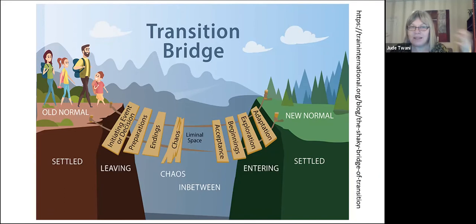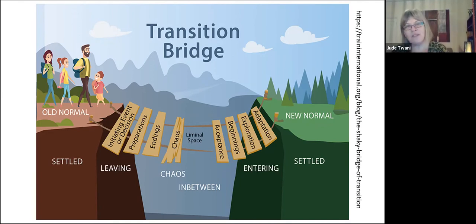Then we do all the preparations, the packing and the saying goodbyes, and we come to that final end. We have a big party maybe, or not, a Zoom party. And then we come to that phase, which I think is really important for us to remember, the chaos. The in-between, where we're not where we were and we're not yet where we will be. It's called a liminal space, and I'll talk about that in a minute.